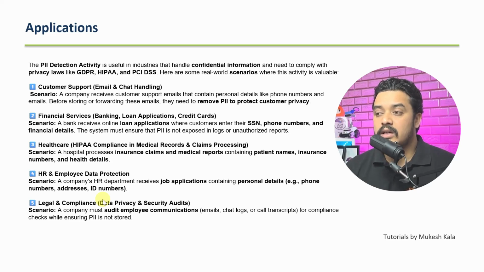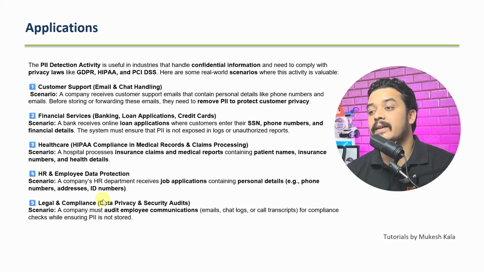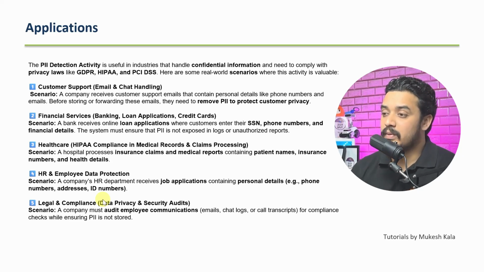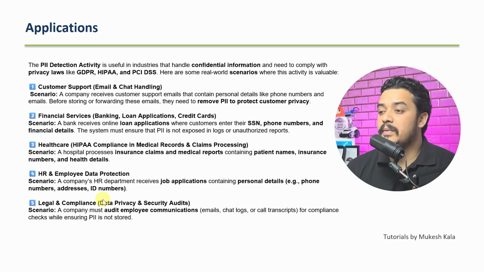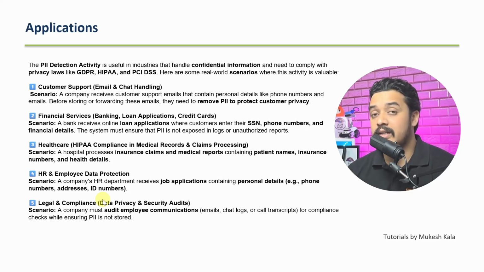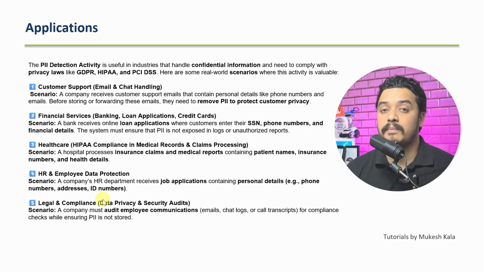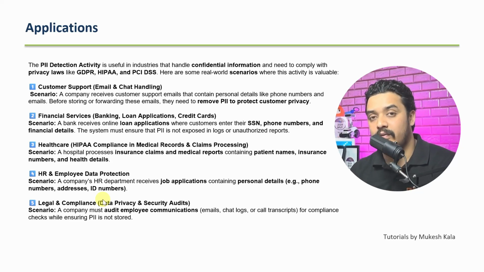Fourth one is the HR employee data protection, which talks about receiving job applications. When they are receiving the job application, like personal details, phone number and all, yes, it might be required for some of the processes but not for all the processes, right? And lastly, talking about legal and compliance, wherever data privacy and security audits, the scenario is given, a company must audit the employee communication. So for that, email, chat logs, transcript for compliance check, and at the same time you need to ensure that no personal information is stored. So you can use the PII and the PHI activities, right?